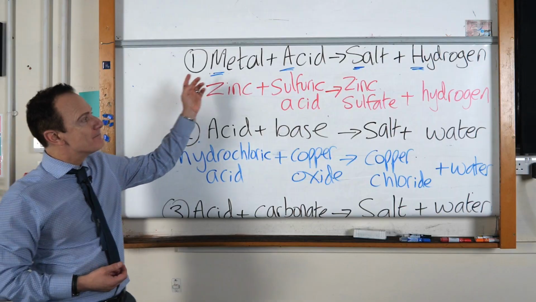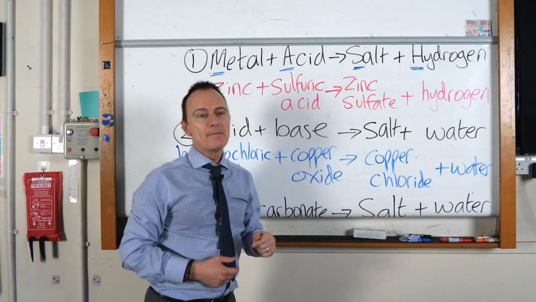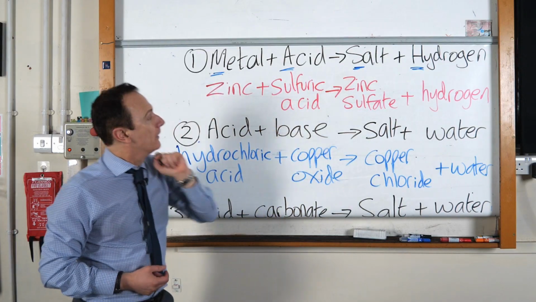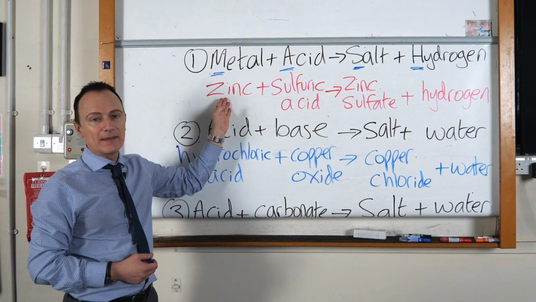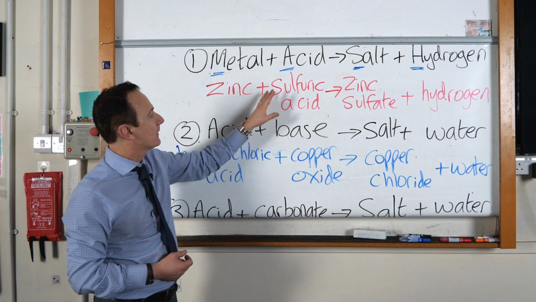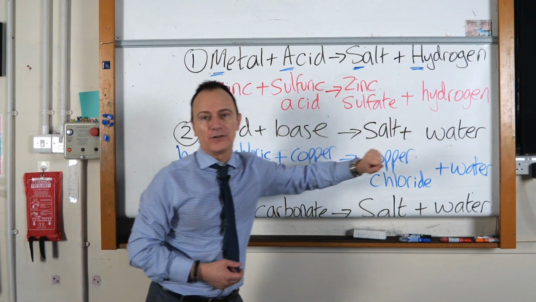There are 4 main ways of making a salt. The first way is metal and acid makes a salt and hydrogen. And the way I remember this is look at the initials, MASH, MASH. So for example, if we had zinc as the metal and sulfuric acid, which makes sulfates, it would make zinc sulfate as the salt, and hydrogen.